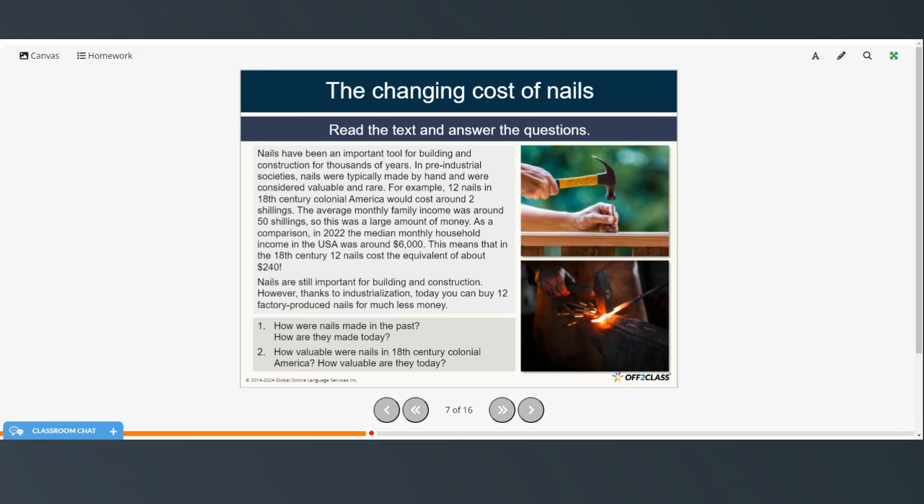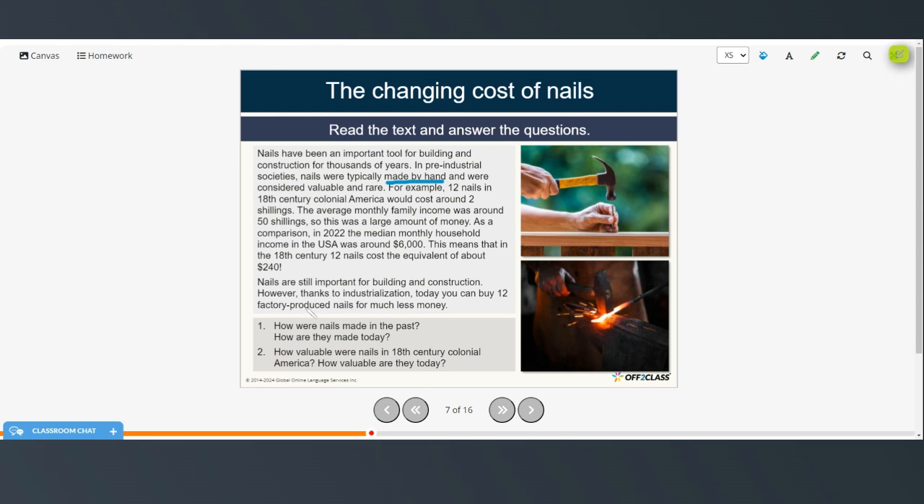Nails are still important for building and construction. However, thanks to industrialization, today you can buy 12 factory-produced nails for much less money. So how were nails made in the past? Well, they were made by hand. And how are they made today?